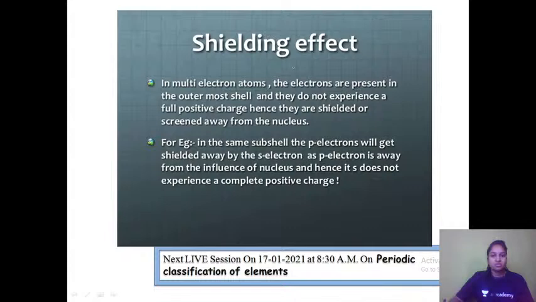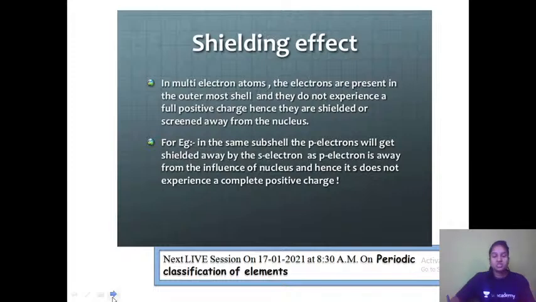In the last class, we studied the shielding effect, which is also known as the screening effect. Let me quickly revise it once. The shielding effect or screening effect is the repulsion between the electrons present in consecutive or adjacent shells.